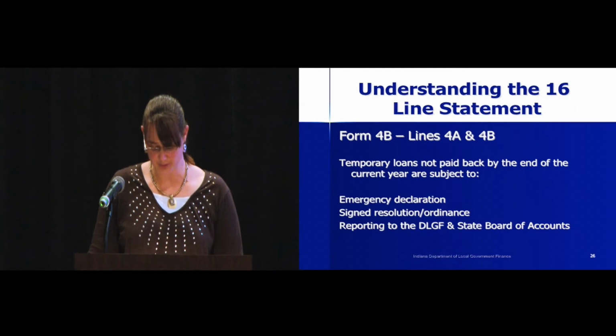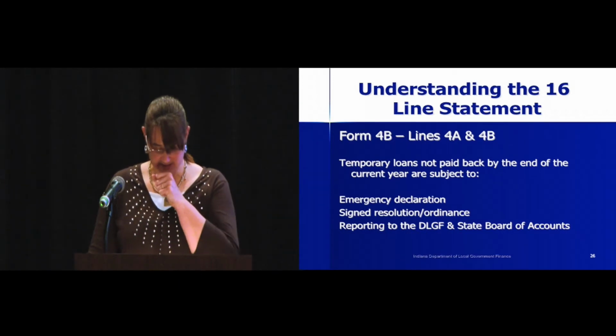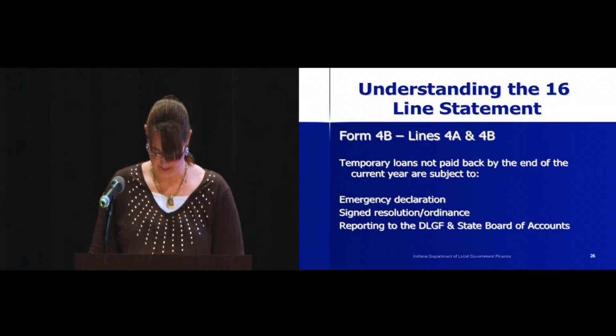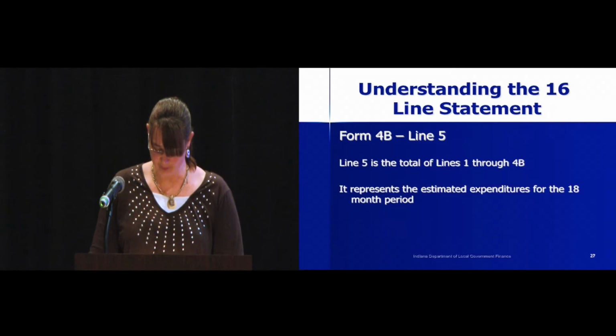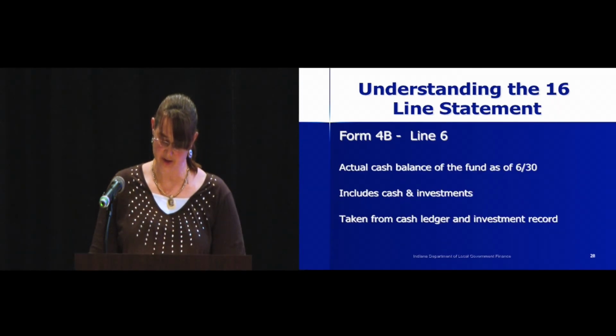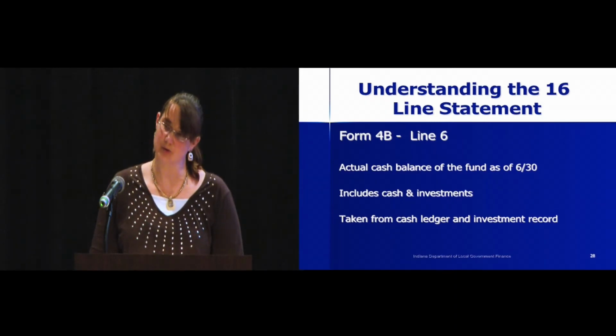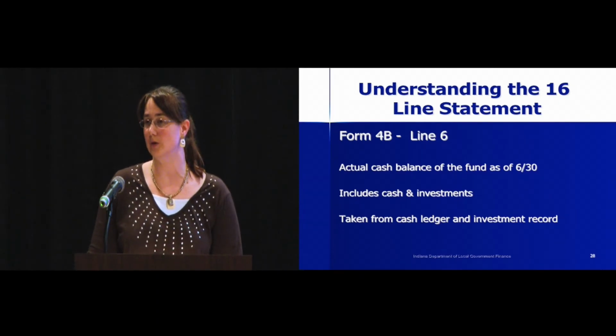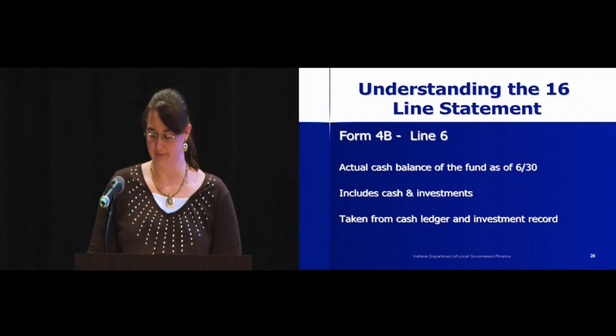This has to be approved by State Board of Accounts and DLGF. Line 5 of the Form 4B is the total of line 1 through line 4B. This represents the first 6 months expenditures. Line 6 is your actual cash balance of each fund, including cash and investments. This is taken from your ledger or your investment records. If you don't keep your investment records in your office, the treasurer would have that for you.